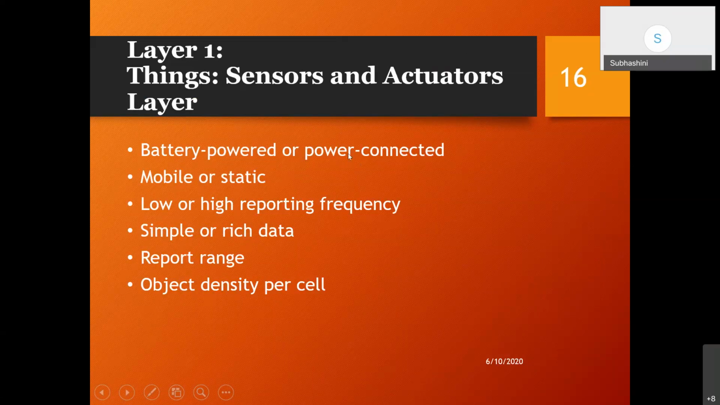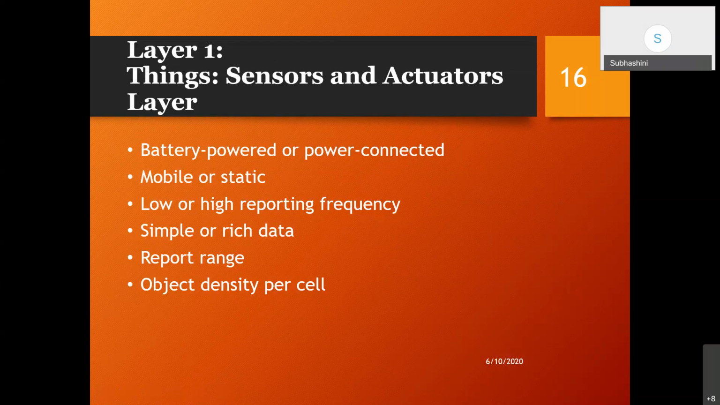Okay. Or sometimes it can be mobile or static. What do you mean by mobile or static? They can be in an environment where they have to move, or they may have to remain there only. Okay. And next one, low or high reporting frequency. What does this mean? Low or high reporting frequency means how frequently they are going to report the data.